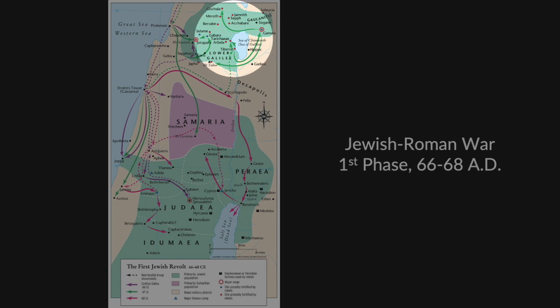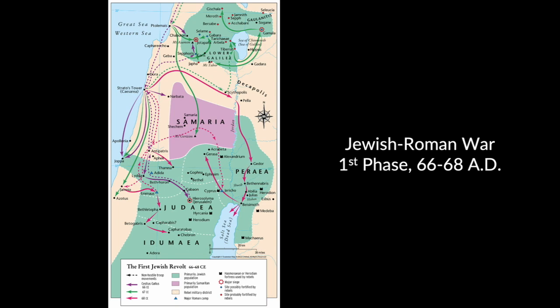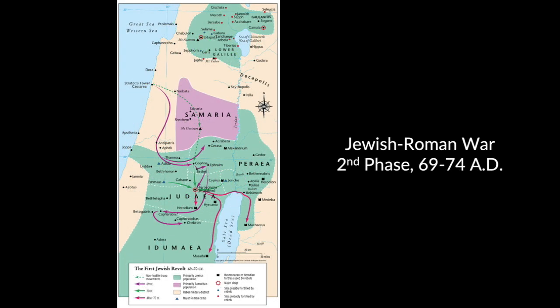So the Romans, as they're dealing with this rebellion, as they're dealing with this insurrection, they're going to deal with the northern territory first. They're going to deal with Galilee before they move down and take care of the south. That's the first phase of the war. Let's go ahead and look at the second phase then of the war.